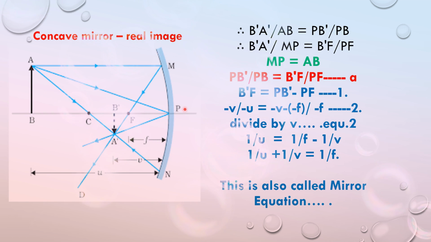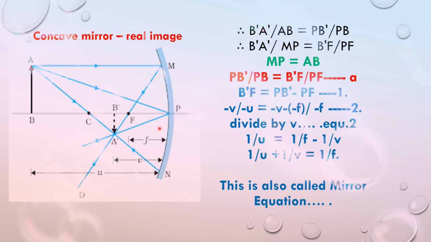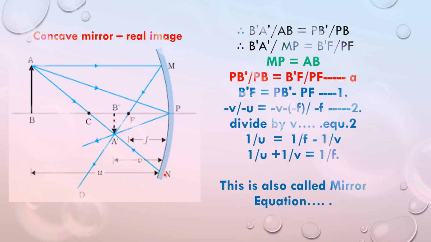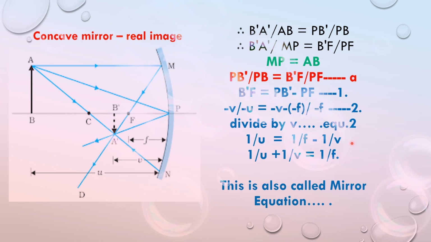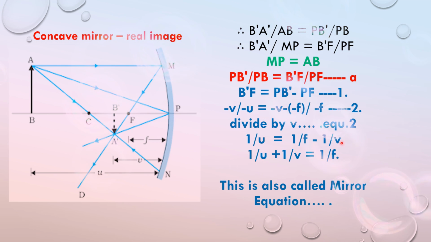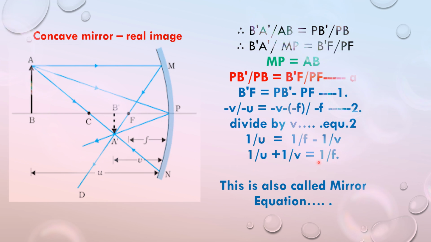We know very well that PF is F, and PB dash is nothing but V. Similarly, we can write PB is nothing but U. Kindly just substitute this and we will get this equation. Just simply divide by V for equation 2. Then we will get the form of 1 by V is equal to 1 by F divided by 1 by F minus 1 by V. So it is in the division form. Of course, no problem. 1 by U plus 1 by V is equal to 1 by F.